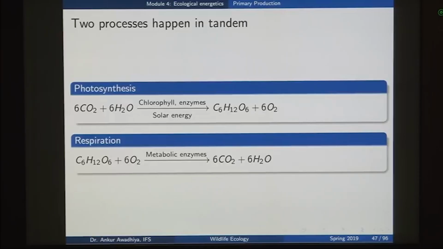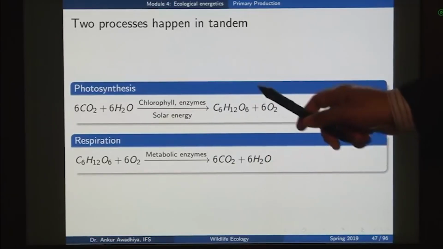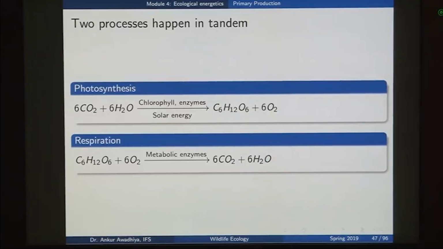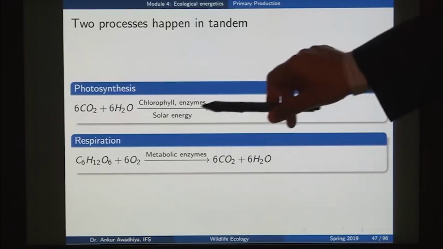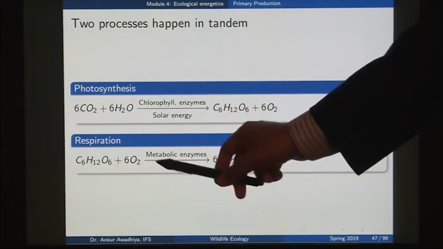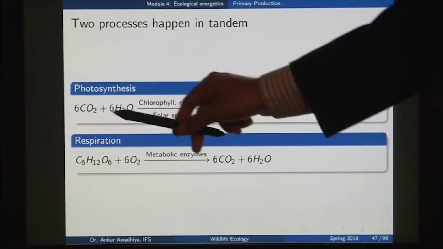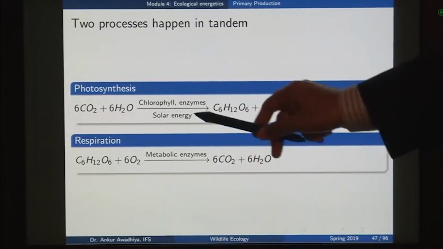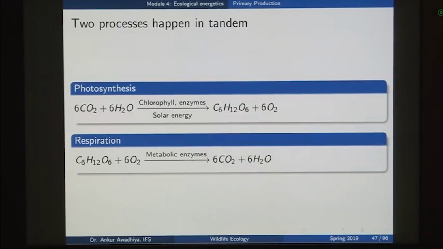Now, most of the cells of the plants and also most of the cells present in animal bodies are doing respiration. Respiration is a reverse process. In the process of respiration, these molecules that were made by the plants are then burnt to generate energy. So, when we talk about respiration, you can just invert this arrow. You will have glucose plus oxygen, and in the presence of metabolic enzymes, it gives you carbon dioxide and water, and the solar energy that was fixed in the process of photosynthesis is then released in the form of energy molecules such as ATP.